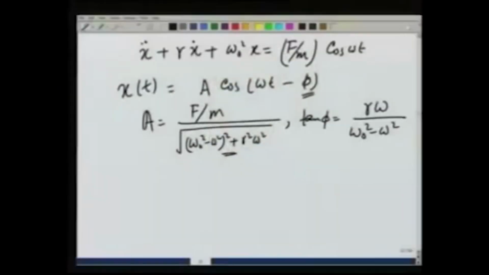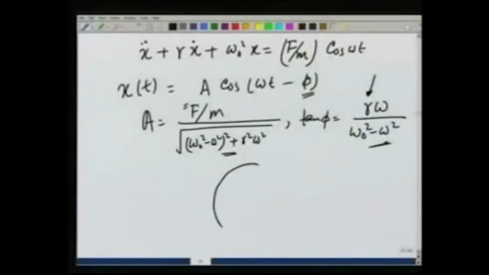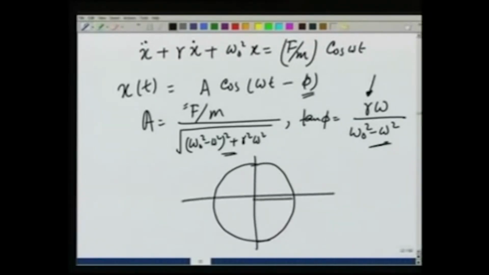The amplitude depends on the frequency and obviously the force, how much force you are applying, and how much it lags behind depends only on the frequency and how much damping is there. More the damping, more the lagging behind, which is sensible from a physical point of view. So, if I look at the phasor diagram at time t equal to 0, if this is the force, the displacement, obviously the magnitude is going to be slightly different, but if I just look at the phase relationship, it is going to lag behind by this angle phi.